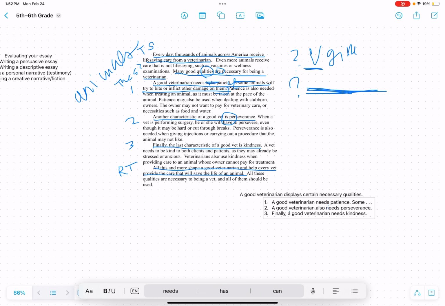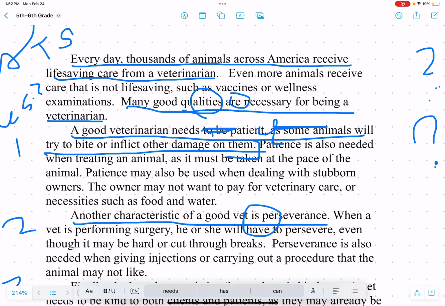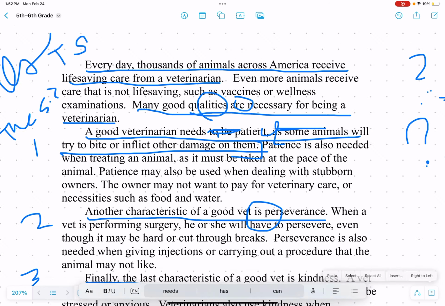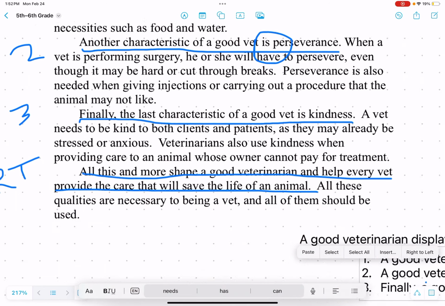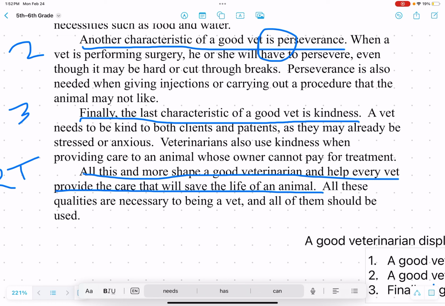A lot of students fall into this, and they say something like, instead of "many good qualities are necessary for being a veterinarian," they just switch it around and say "a veterinarian needs many good qualities." That's really not a good restated thesis. It's just to take the idea and say it in a new way. "All this and more shape a good veterinarian and help every vet provide the care that will save the life of an animal." Excellent way to write a restated thesis.